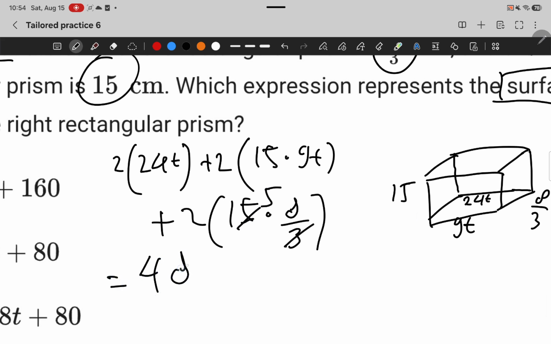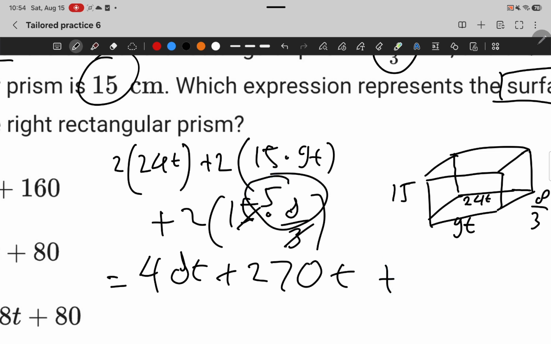So 4080 plus, what is it? This is 30 and this is 9, so plus this one will be 40.